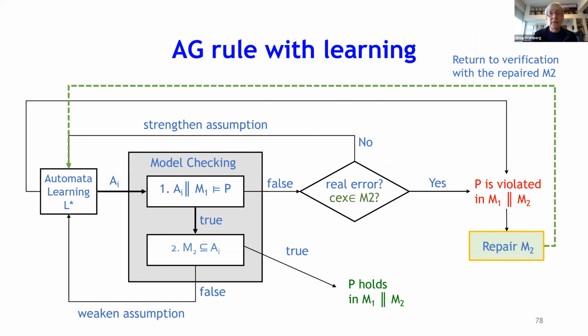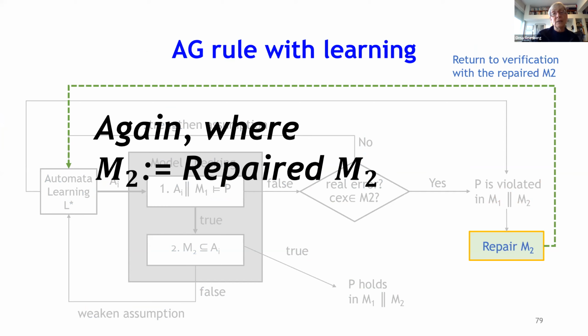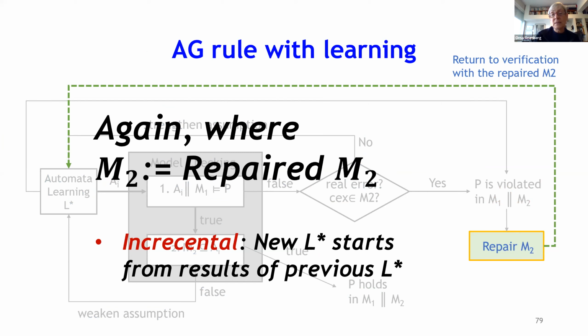So here we have the setting again of assume-guarantee learning, but now with repair. And we notice that once we repair M2, we then need to check whether we repaired it fully, whether there are no other errors. And we go back to the assume-guarantee rule, but now with the repaired M2. This process is incremental in the sense that the new L* starts from the result of the previous L*. All the questions that we asked before are relevant now.